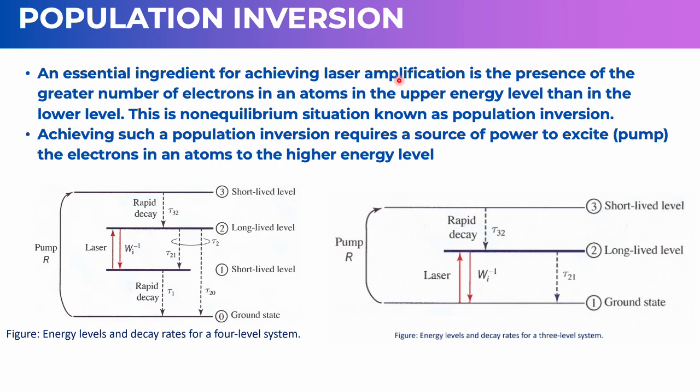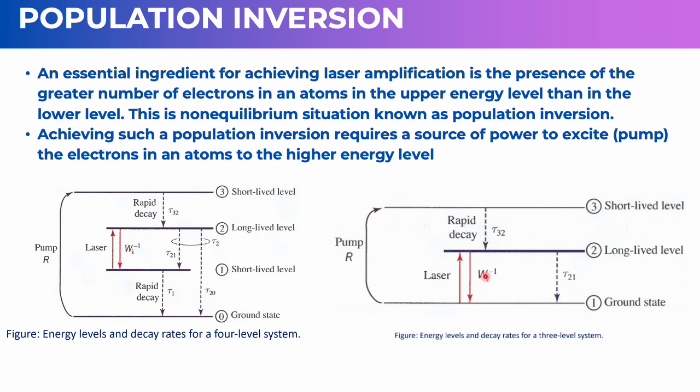The essential ingredient for achieving laser amplification is the presence of a greater number of electrons in an upper energy level than in the lower level, which is when they can decay and come down. This non-equilibrium of electrons being mostly in the higher energy levels is called population inversion, and we need specialized ways to achieve it because it's not usually there. This process of inciting population inversion is called pumping, which is exciting electrons from the ground state to a higher level state so that we can then use it in lasers.